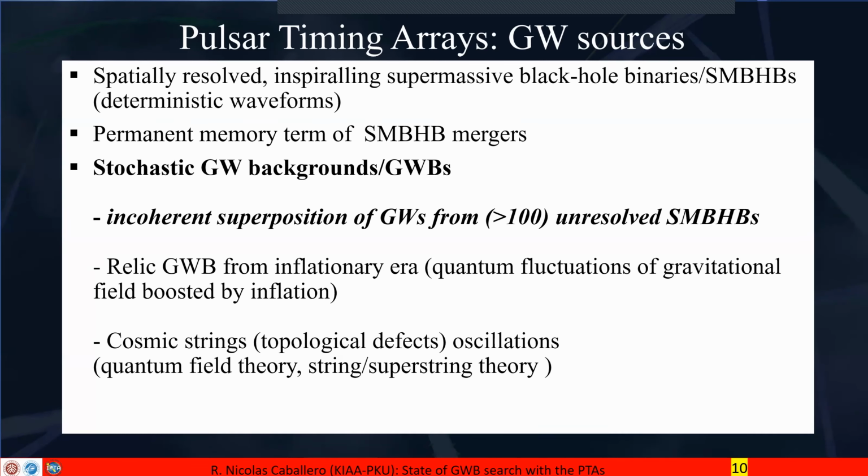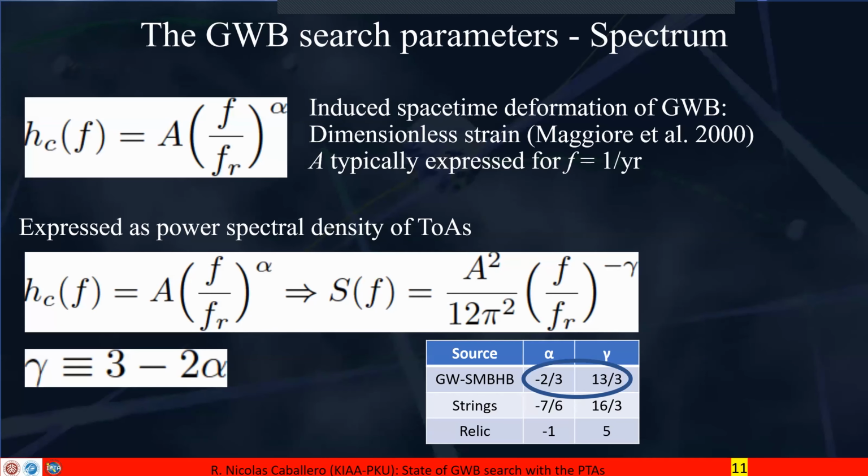Some of them are cosmological, but today we will focus on what we expect from the incoherent superposition of unresolved supermassive black hole binaries. So all these gravitational waves from unresolved supermassive black hole binaries will create this stochastic gravitational wave background, and this is actually expected to be the loudest signal in our frequency sensitivity. So this is the thing that PTAs have been mostly focused on over the last decade. So what do we expect to observe?